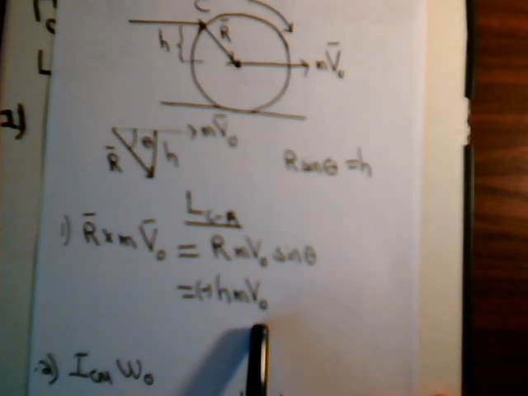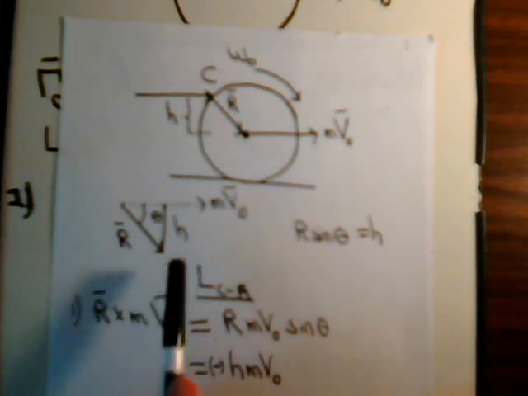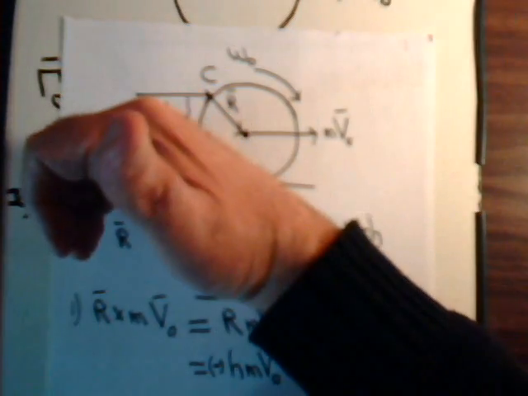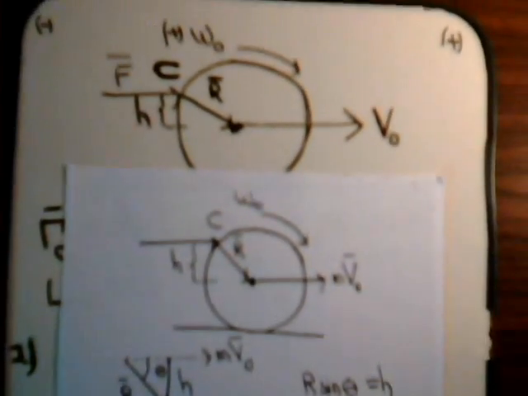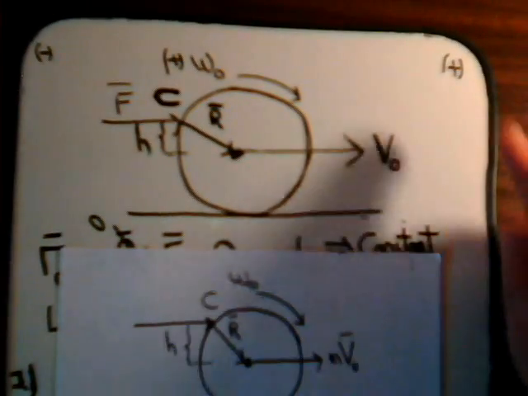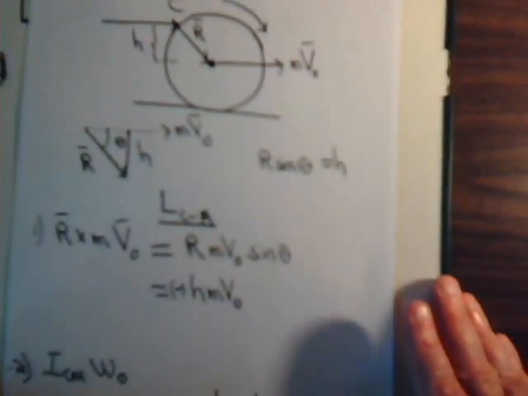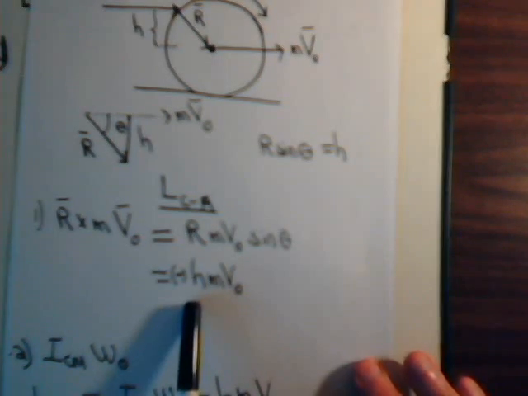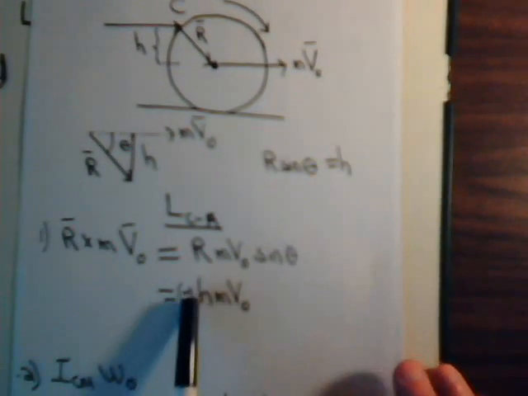Now, is this positive or negative? So we go back to here. Here's r, here's mv naught, and we wrap our fingers around it. The thumb points up, and the fingers are going like this, counterclockwise. Now, for our system, moving to the right is positive, and clockwise is positive. Counterclockwise is negative.